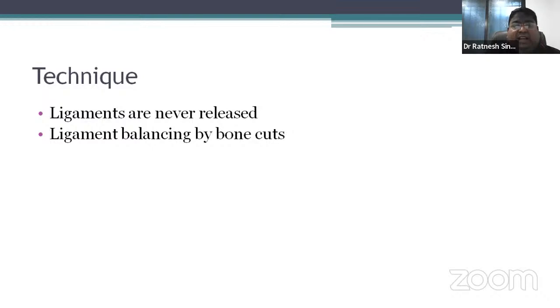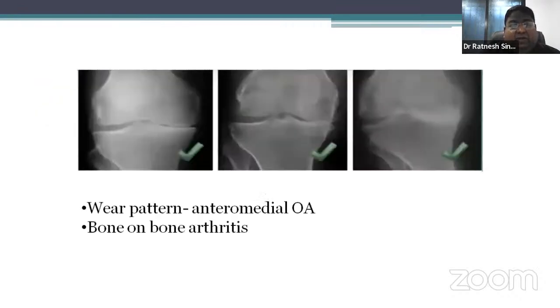Now coming to the technique, it is a little bit different from what we do in the total knee. Here ligaments are never released, nor are they lengthened like we do in total knee replacement. Here the ligament balancing is done by bone cuts. So if we see the X-ray, the wear pattern should be anteromedial osteoarthritis as discussed before. But for best result, it should be bone-on-bone arthritis. It means there should be loss of cartilage from both femur and tibia, and in normal X-rays, you should be able to see bone-on-bone on the medial side.